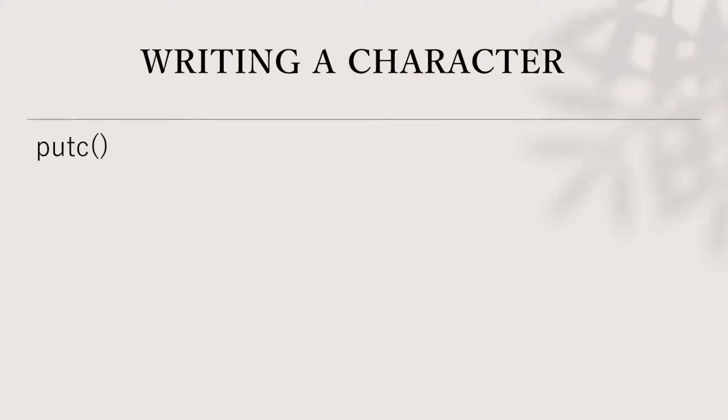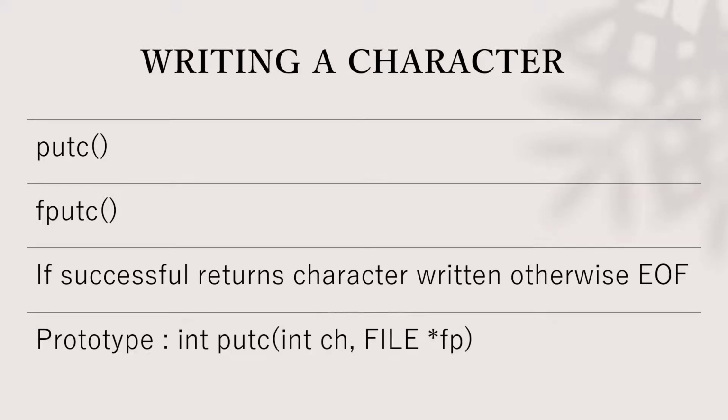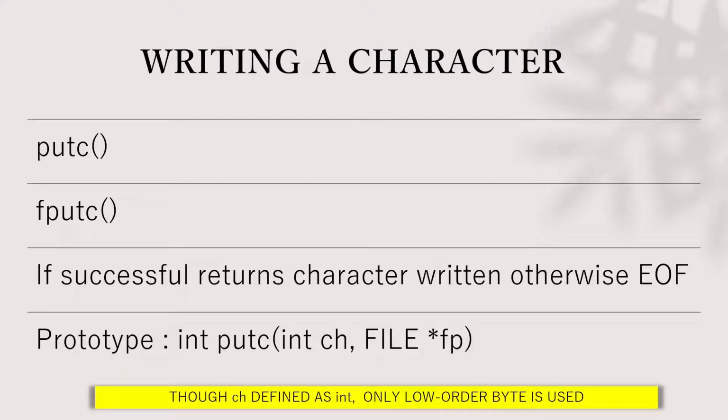Writing a character, we use putc or fputc, both yield the same results. If successful, they return the character written, otherwise end of file. The prototype is like this, returning an integer, taking as parameter again an integer type, as you can see there, and the file pointer. Important to note that although ch is defined as int in the prototype, only the low order byte is used, and we've seen why in the last session.